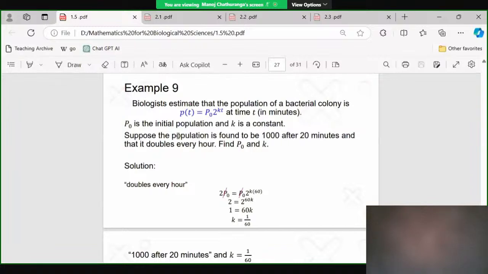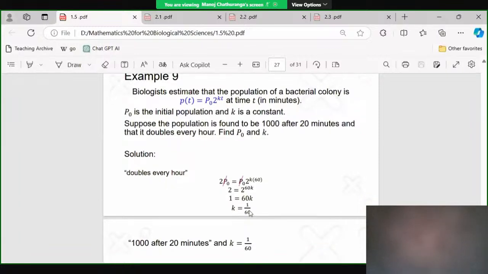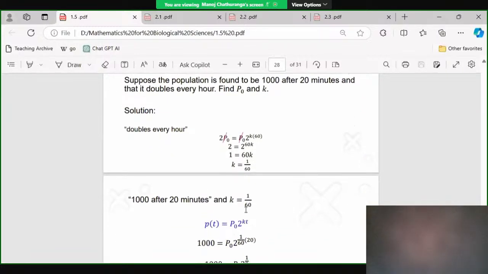So that means initially there were P naught amount. When T equals 60, so T we measure in minutes, that means after the 60th minute, there will be twice the initial population. So when T equals 60, there will be 2 P naught number of bacteria. So now take this equation and solve for K. So it turns out K equals 1 over 60. So that is the constant determining this bacteria growth.